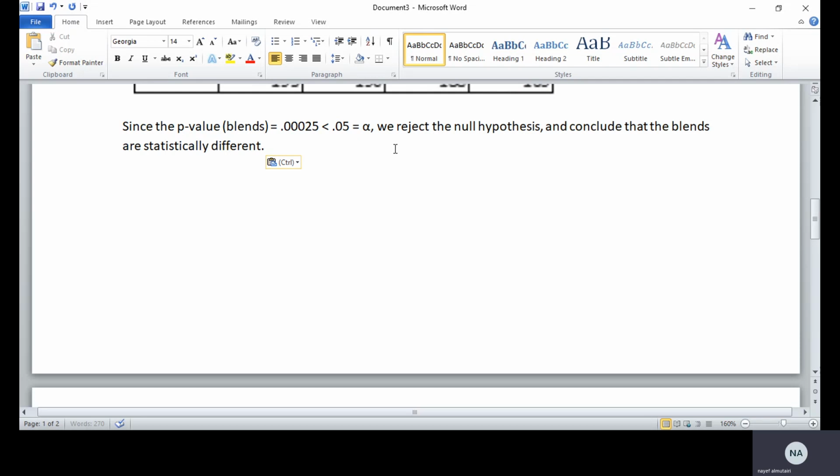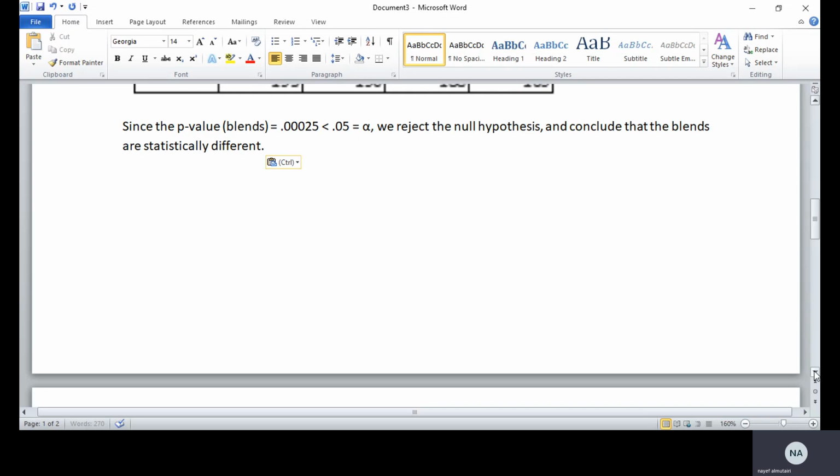But how are we going to write it down in the results? Since the p-value for blends, or the p-value for fertilizer brand names, is equal to 0.0025, which is less than 0.05, equal to alpha, we reject the null hypothesis and conclude that the blends are statistically different. Now, this is the good result.